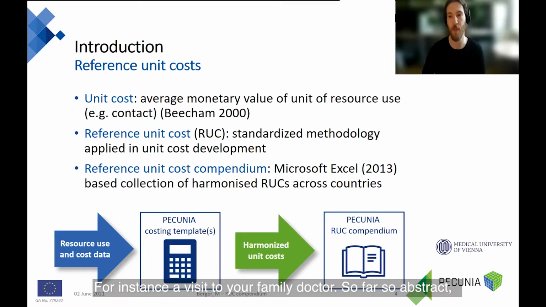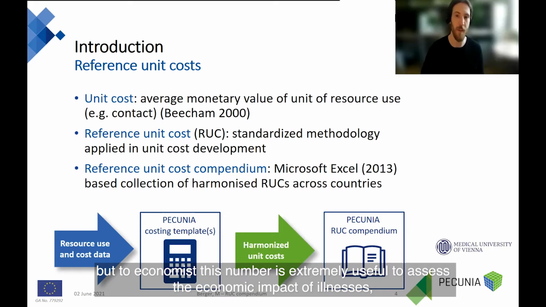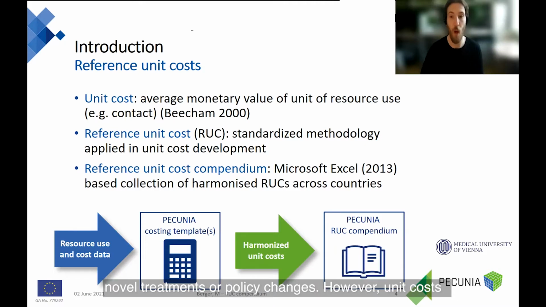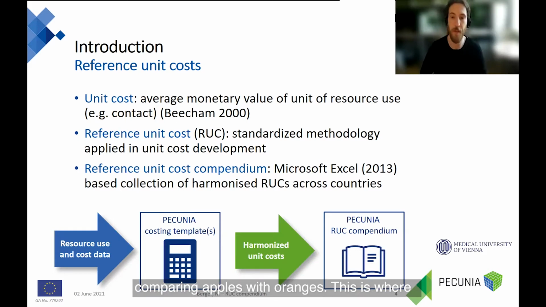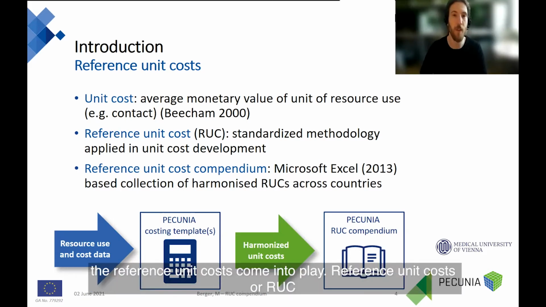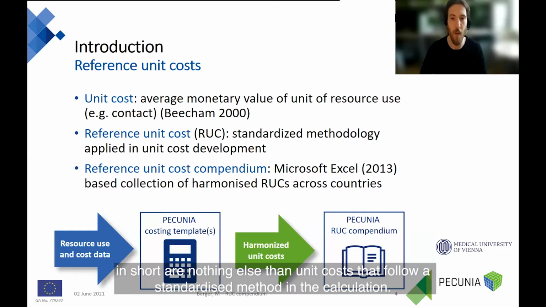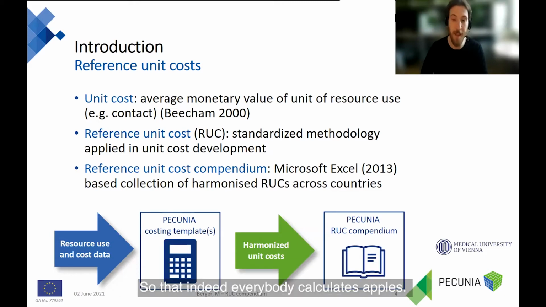So far, so abstract. But to economists, this number is extremely useful to assess the economic impact of illnesses, novel treatments, or policy changes. However, unit costs are not everywhere calculated in the same way, which results in the problem of comparing apples with oranges. And this is where the reference unit costs come into play. Reference unit costs, or RUC in short, are nothing else than unit costs that follow a standardized method in the calculation, so that indeed everybody calculates apples.